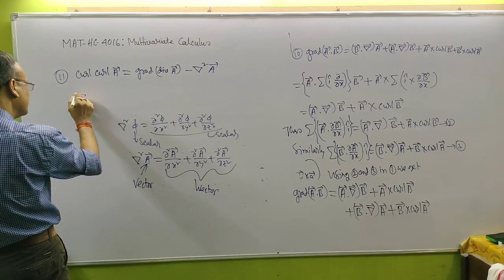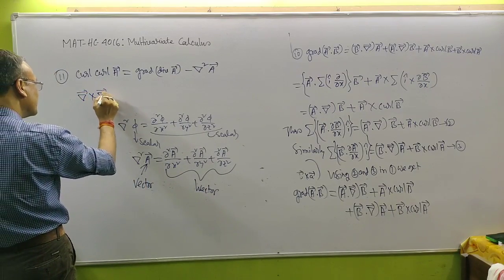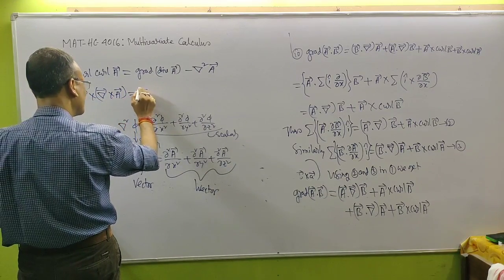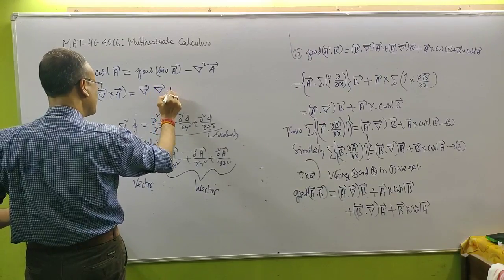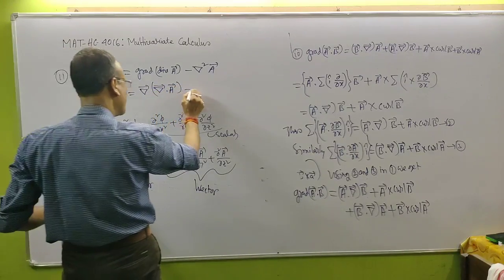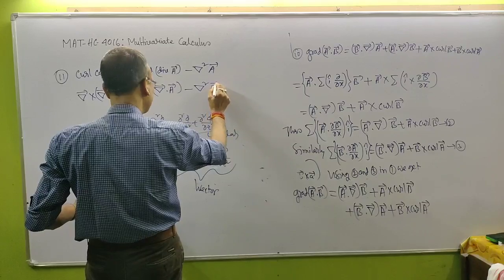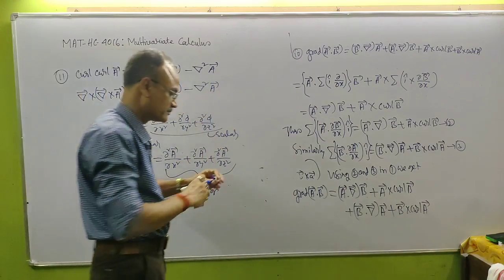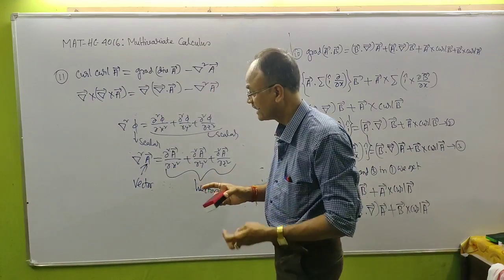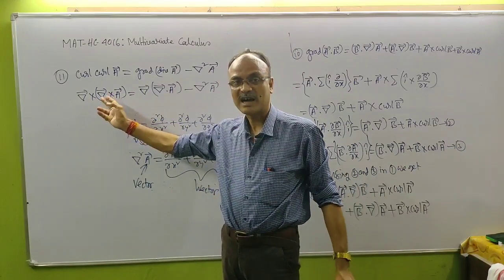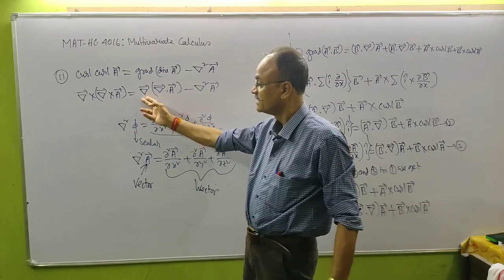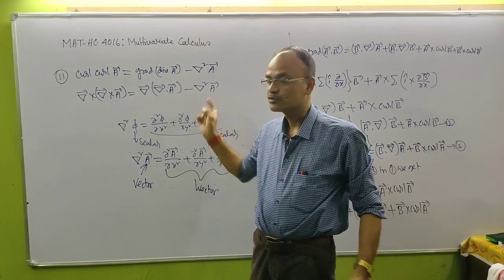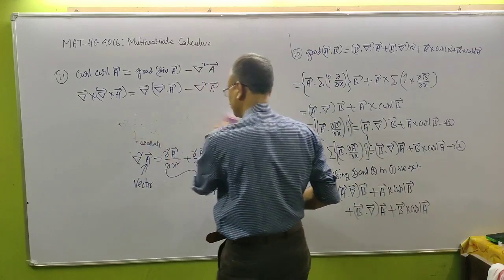Or you may write it in this way also. Curl of curl of A vector is equal to gradient of divergence of A minus del square A. In this way also you may write this identity. Let me prove this.